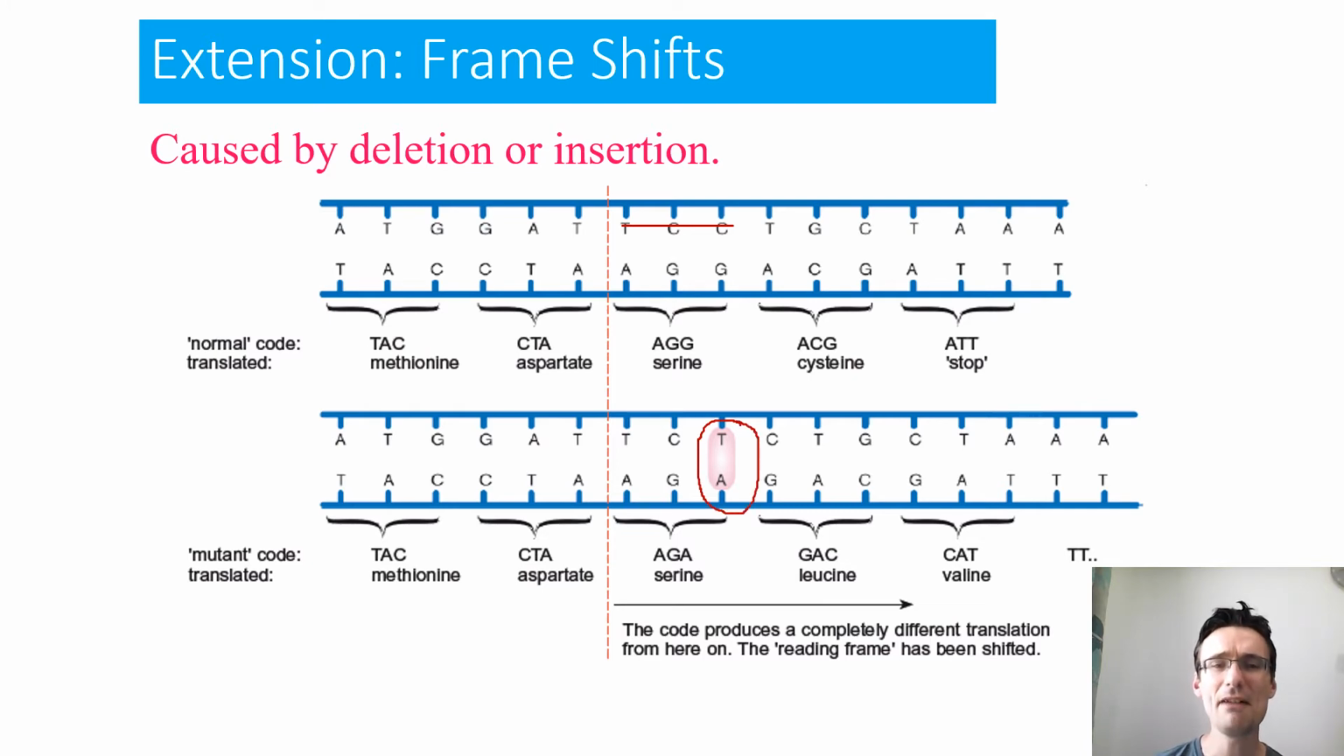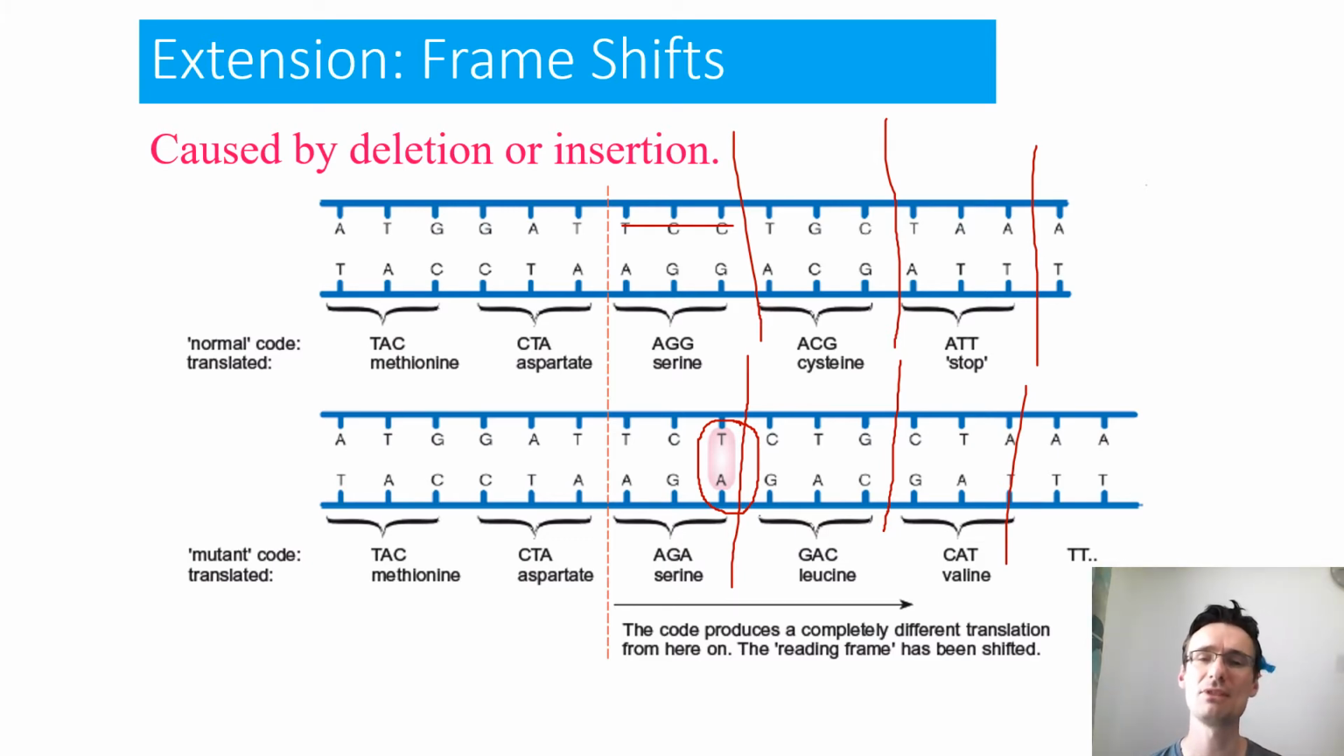So what that means is that every codon is going to be different afterwards. So whereas this one was TCC, the next one was TGC, the next one was TAA, it's now going to be TCT, CTG, CTAAA. So you can see every codon after the one that's mutated is going to change as a result. So it's called a frame shift. And therefore, in this example, you've altered at least 3 or 4 amino acids following the mutation. So therefore, it's going to have a massive effect on the actual protein.